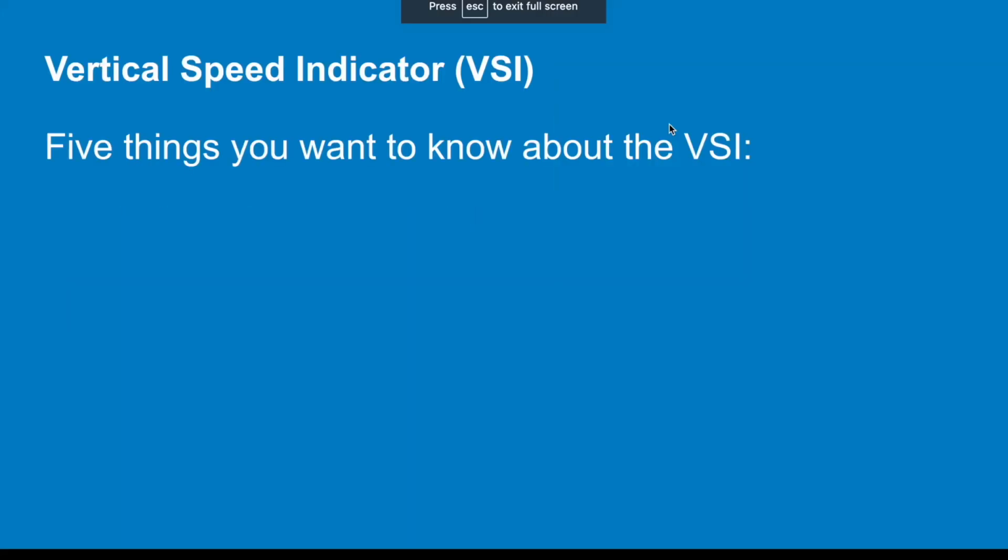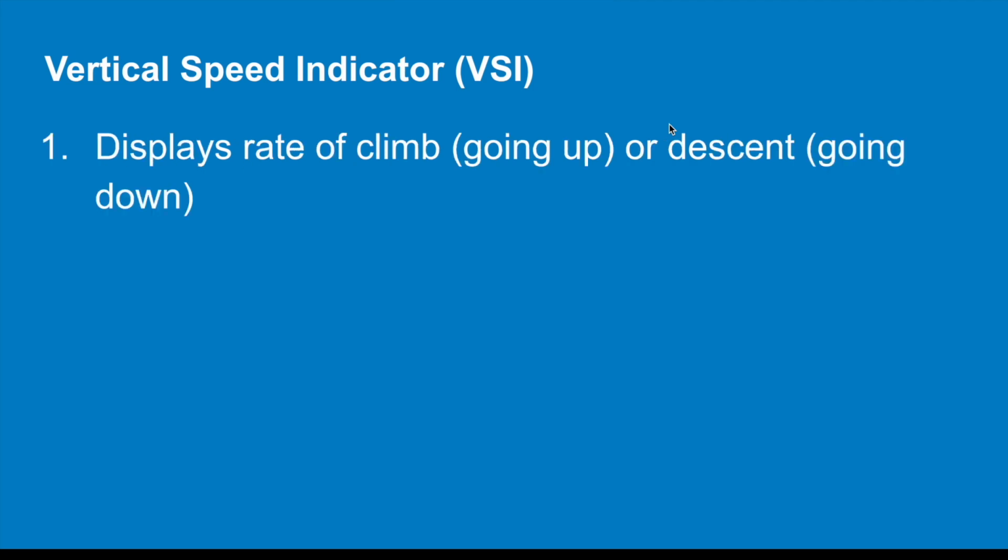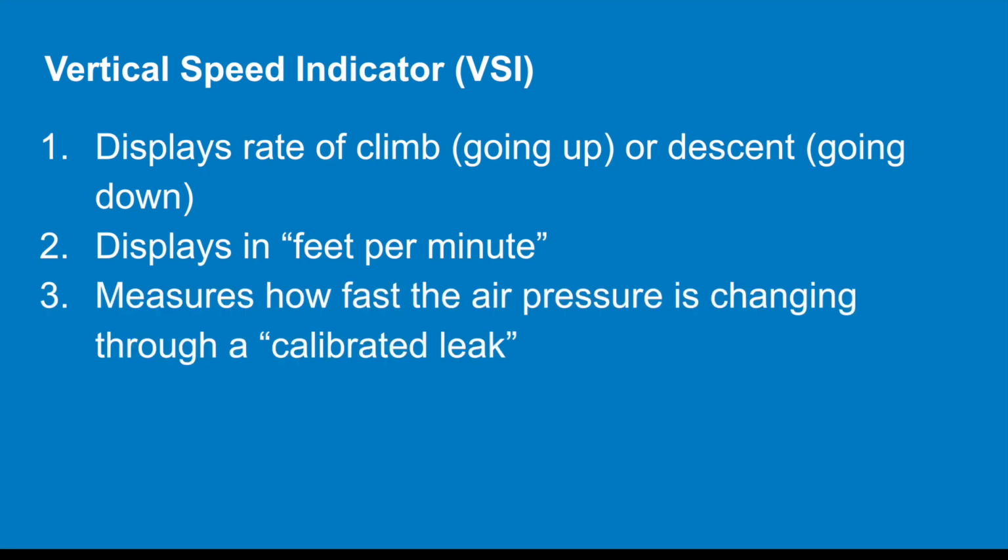But let's talk about what it is. Five things you want to know about the VSI. Number 1, it displays the rate of climb going up or the rate of descent going down. Number 2, it displays in feet per minute. Number 3, it measures how fast the air pressure is changing through something called a calibrated leak.